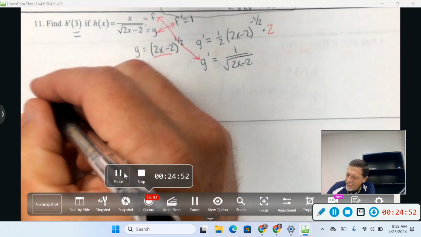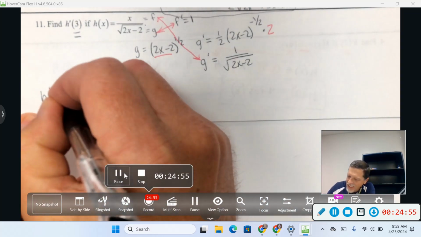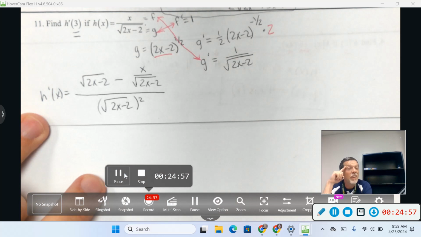So is this an okay answer? Yeah, no, because I haven't plugged in 3. I'm thinking if I plug in 3 now, is that going to work? Or do I want to simplify too? I want to clean this up a little bit.